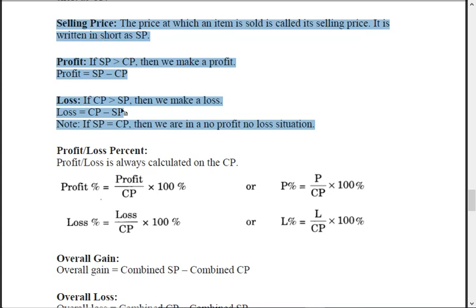So again, just a reminder, if profit, then selling price will be higher than cost price. If loss, then cost price will be higher than selling price. Profit percentage equals profit upon cost price into 100. Loss percentage equals loss upon cost price into 100, right? Similarly this percent, that's okay. Remember these 3-4 important points.